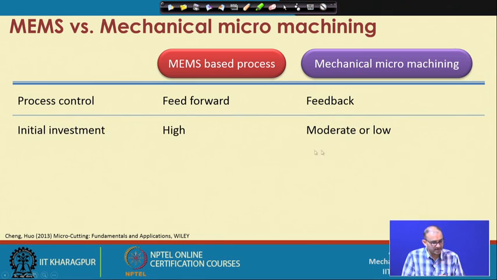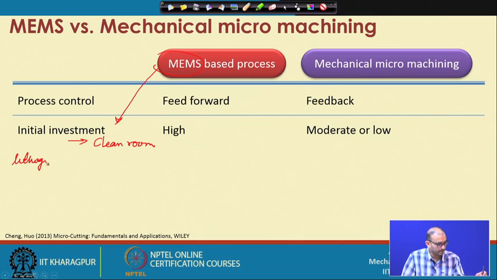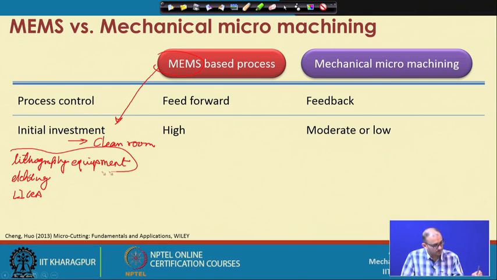Initial investment is very high, and here it is moderate to low. Initial investment means, if you see this particular MEMS product, it needs many things. One is the clean room. Clean room itself is very difficult, because you cannot operate this lithographic equipment. Then etching, then LIGA process. So, these are the particular processes which need some strict environmental control.